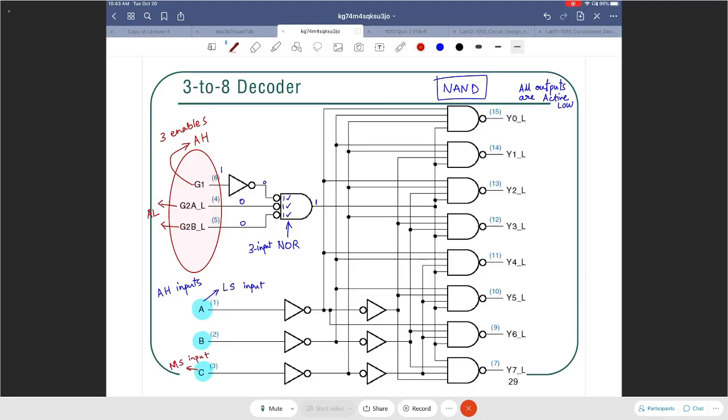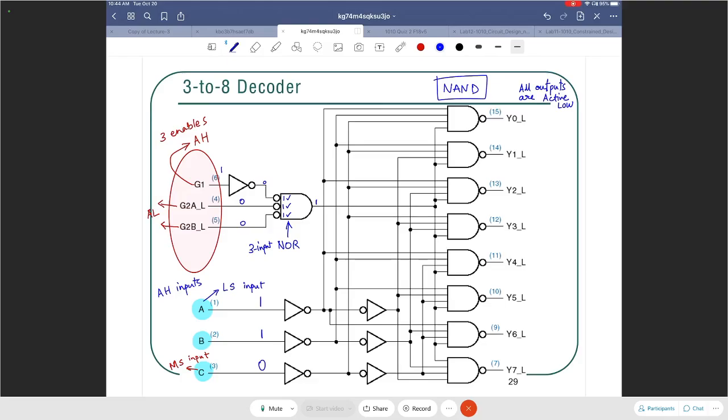Now we will check this by considering a simple input case. Let us see what happens when my A, B, C are 1, 1 and 0. I'm just taking an arbitrary input 1, 1, 0 for A, B, and C respectively, and I'm going to try to find out which particular output is going to be active. Because remember, only one output can be active at any given time for a decoder. So the question is, which output is going to be active at this point?